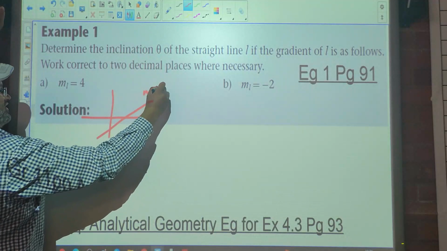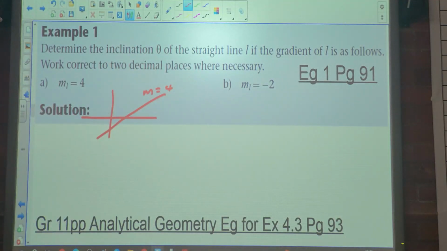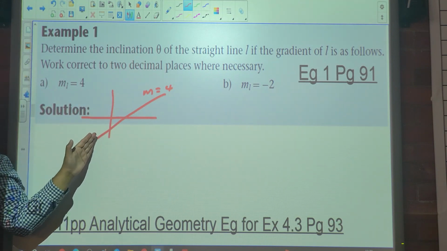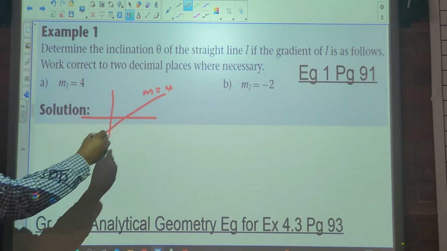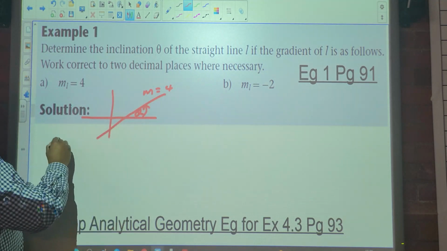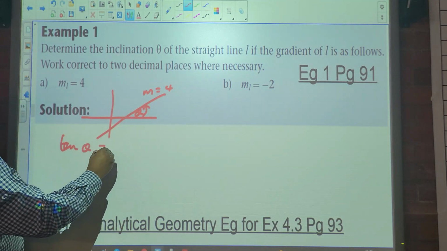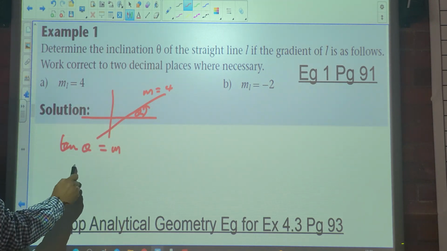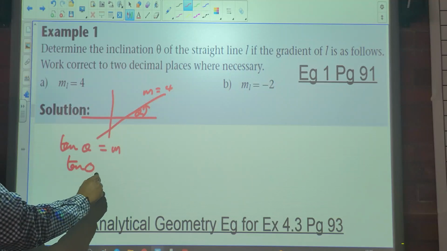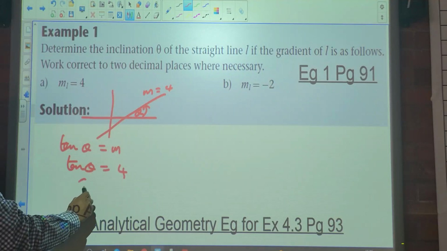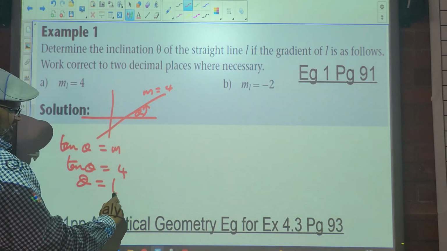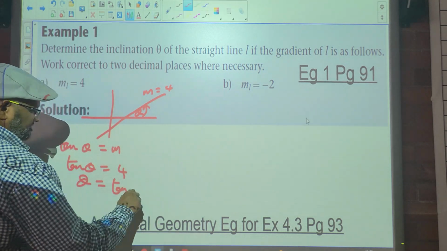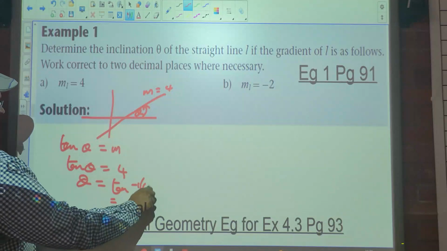That's my gradient. You all agree the gradient would be an increasing gradient. Why? Because your gradient is positive. So how do we work out this angle? Use tan of theta, which is the gradient. And what's the gradient of this graph? 4. So tan of theta is equal to 4. So how do I get theta on its own? Inverse tan of 4. Let me calculate this.